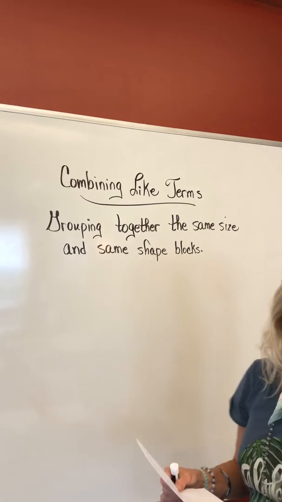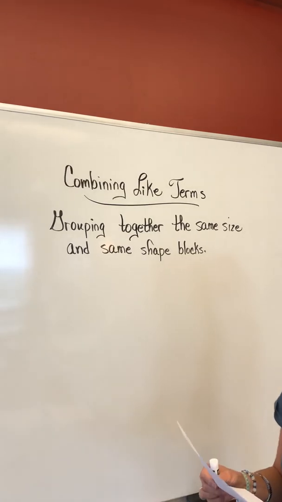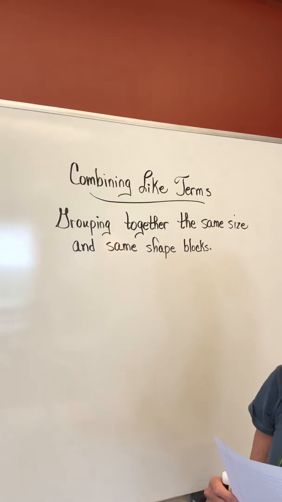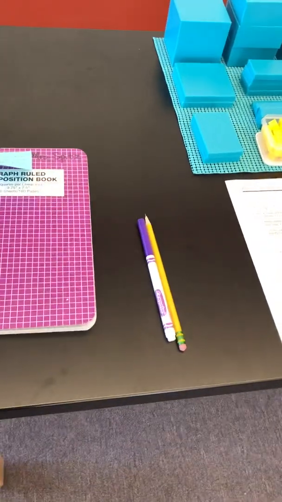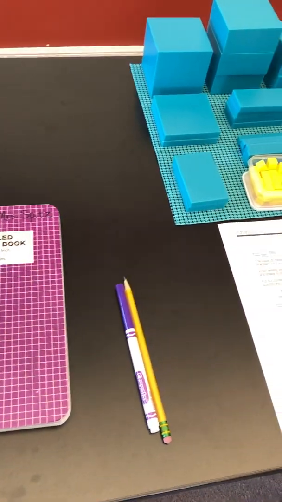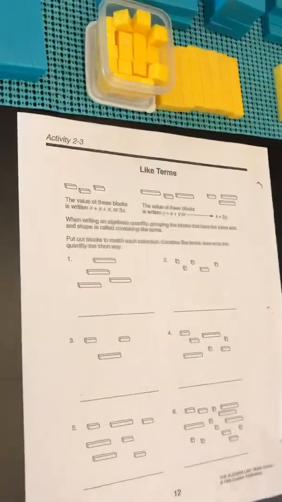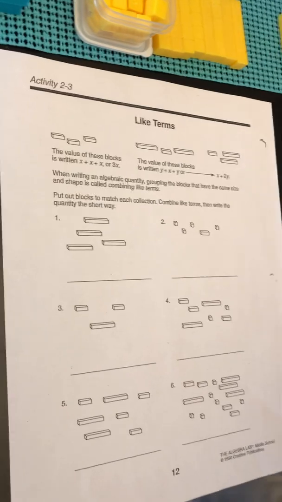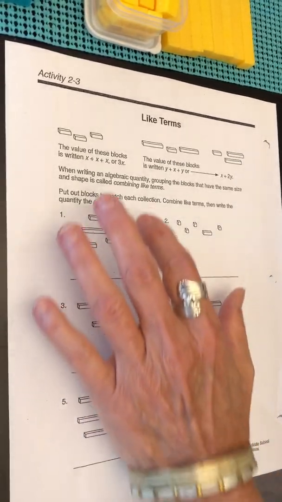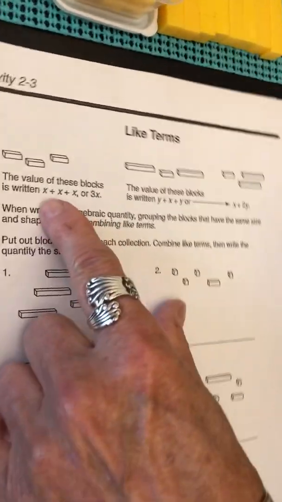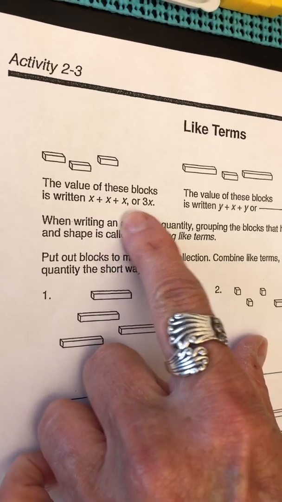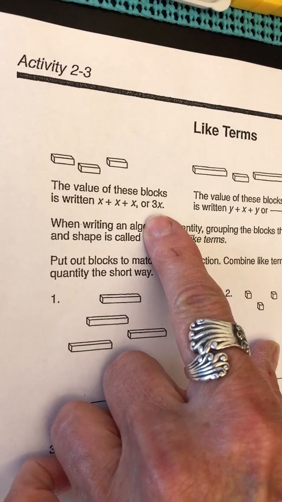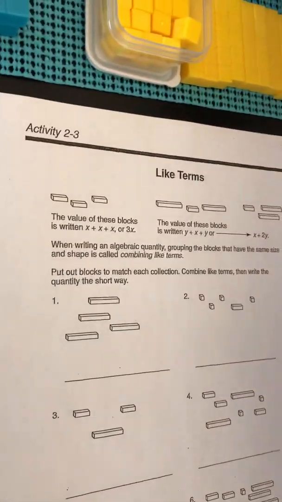And then I told you to take out page 12 from your folder, right? So I'm going to come around this way, and we're going to look at page 12. And we're going to work with this today, all right? The first thing I'm going to do is let's look at what it says here. It says the value of these blocks is written x plus x plus x, or 3x when you combine them together.